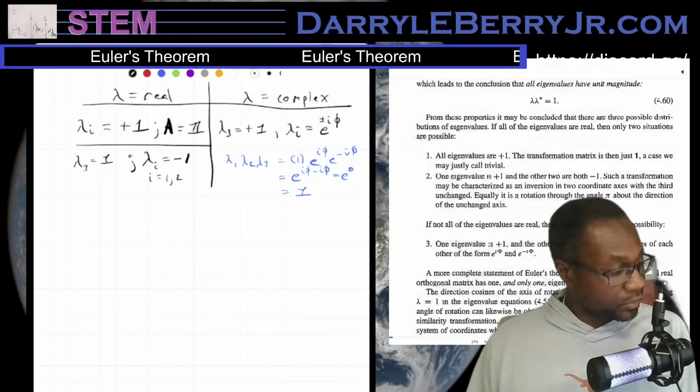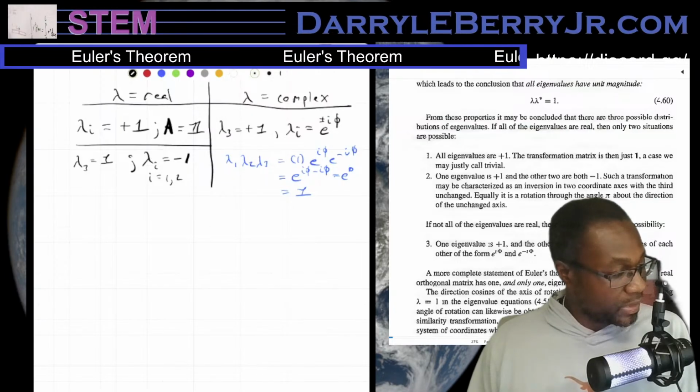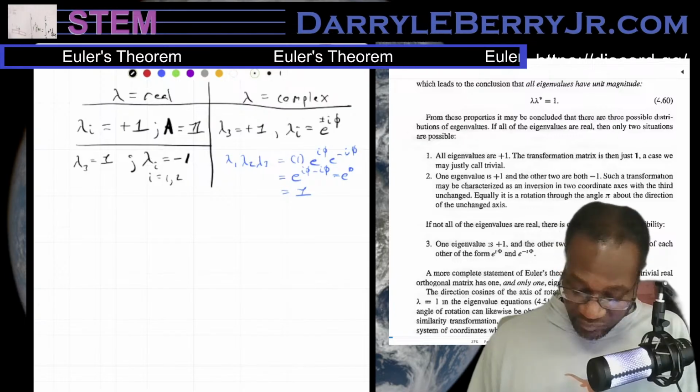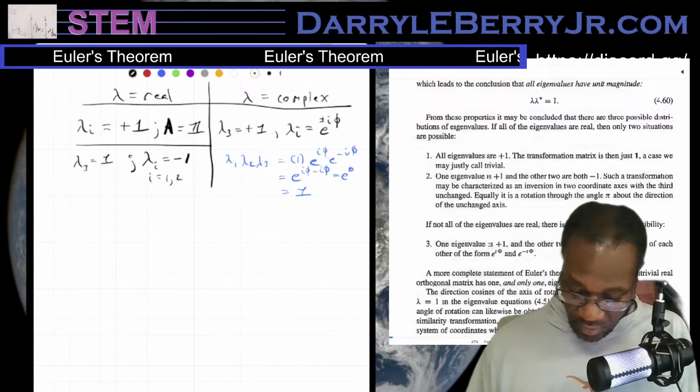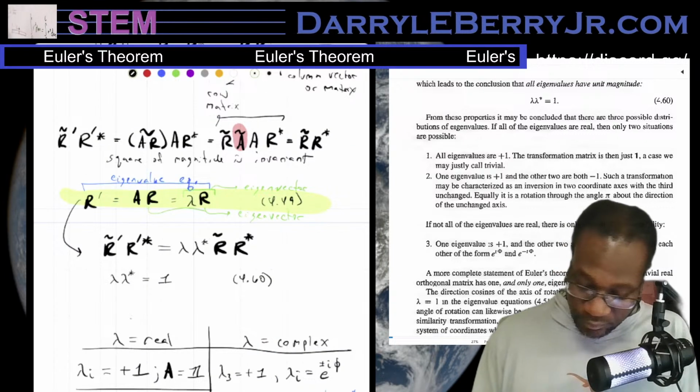A more complete statement of Euler's theorem thus is that any non-trivial real orthogonal matrix has one and only one eigenvalue of plus 1, because this has to be true.